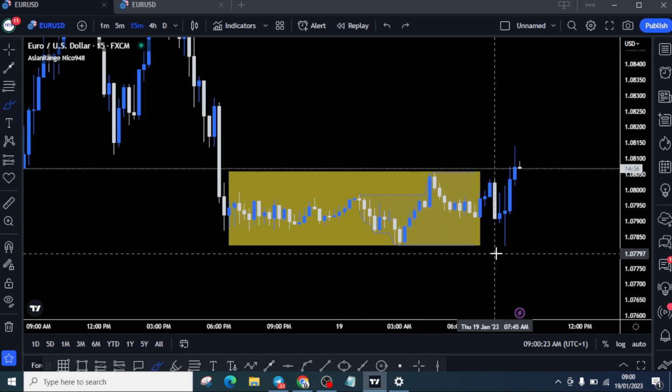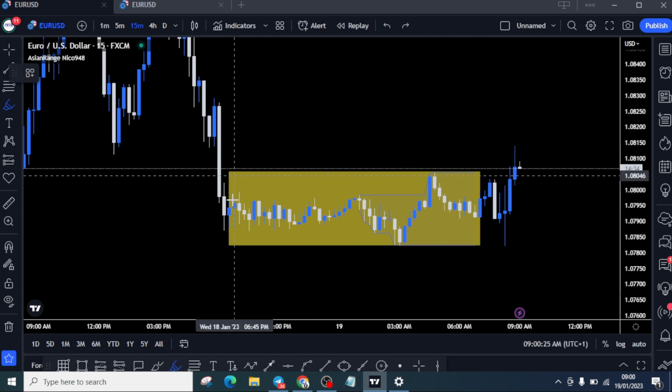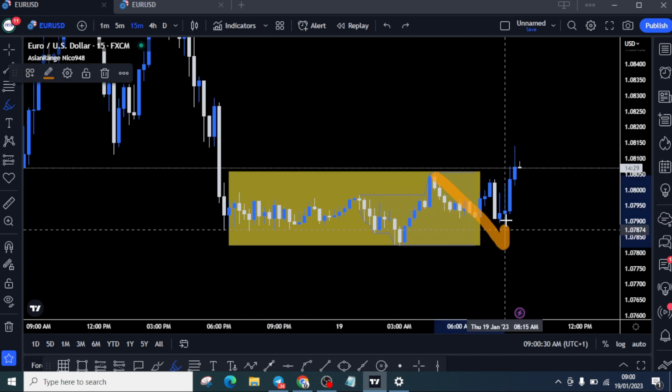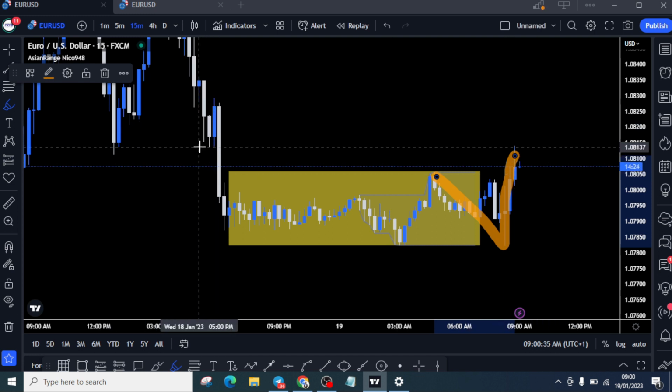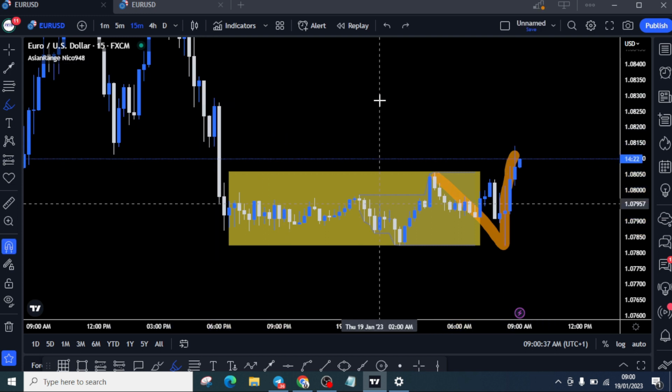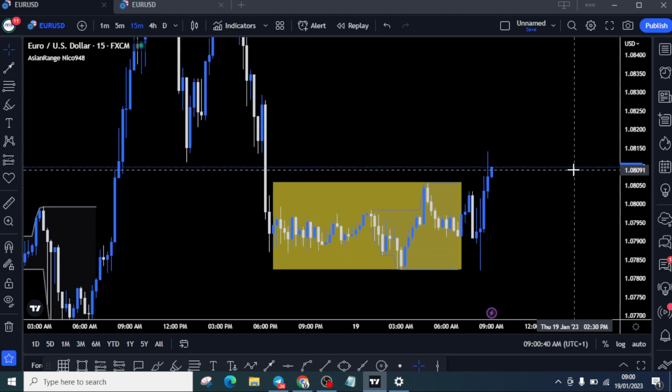So you see, we have a manipulation to the downside, accumulation, manipulation, right? Still on the manipulation, we're about to enter the distribution phase. So basically, most of the time, this will happen for the distribution phase. So this is the strategy.